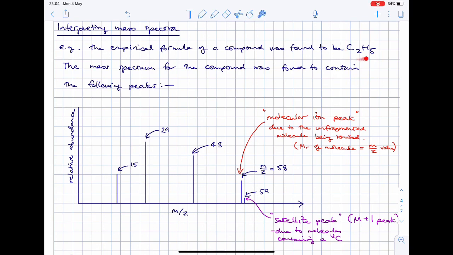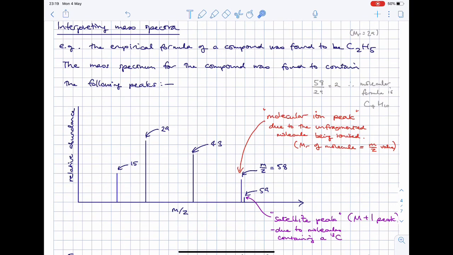Using the empirical formula mass and the relative molecular mass from the M over Z value of the molecular ion peak, we can work out the actual molecular formula of the compound. The empirical formula mass for C2H5 is 29, and the relative molecular mass divided by the empirical formula mass is 2. So therefore the molecular formula is twice the size of the empirical formula, which gives us in this case C4H10 as the molecular formula.